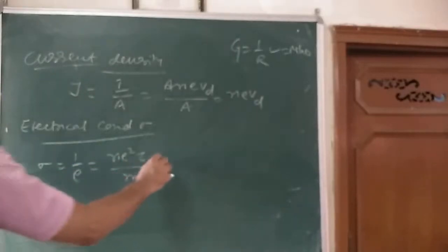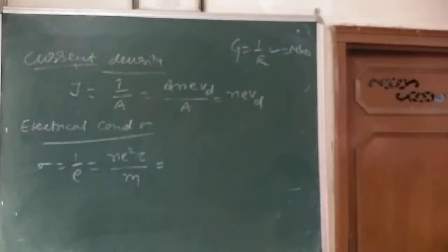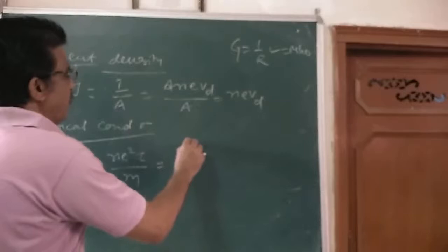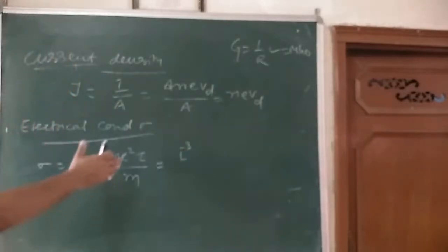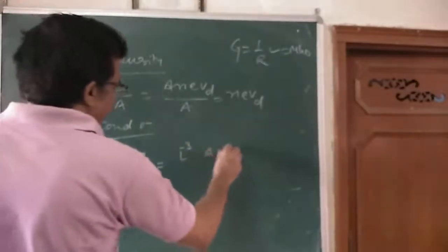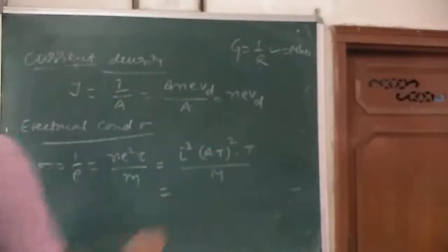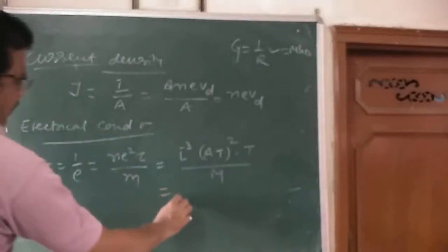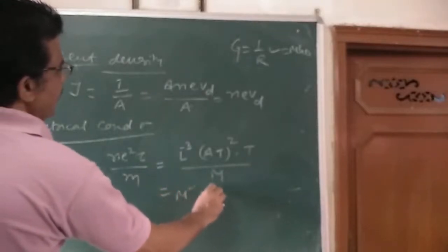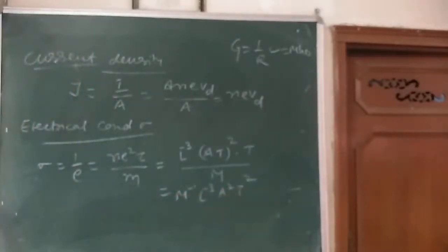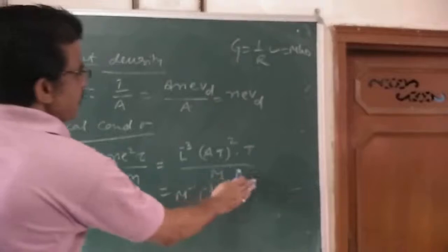If you want to find out the dimensional formula, here n is the number of free electrons per unit volume of the conductor. So the dimensional formula is L to the power minus 3. Here e is charge, that is A into T, whole square. Here is the time, and here is the mass. So you can write here M to the power minus 1, L to the power minus 3, A to the power 2 and T to the power 3, sorry.